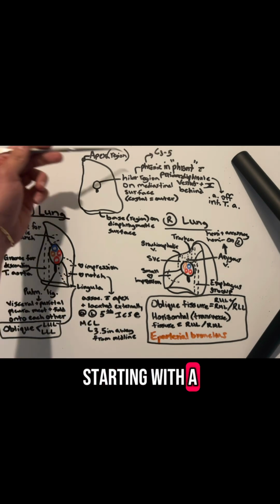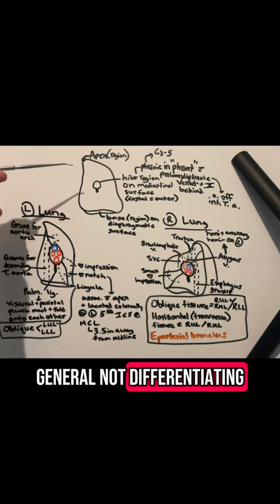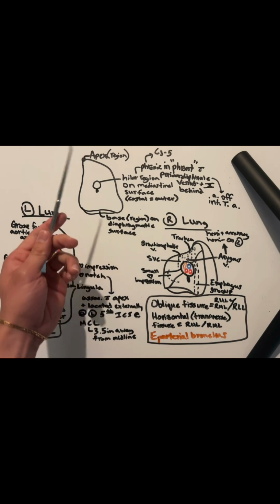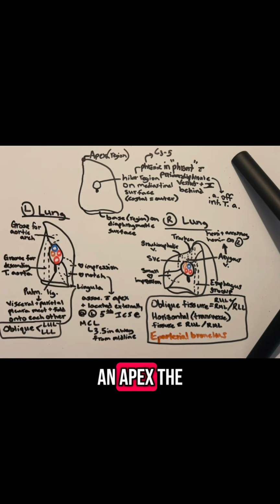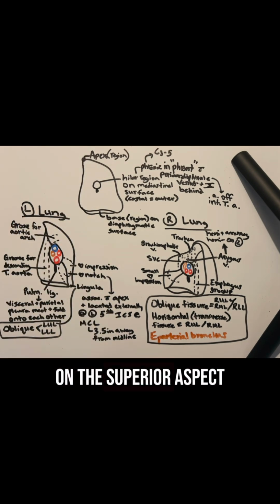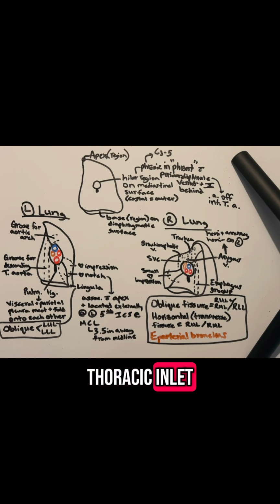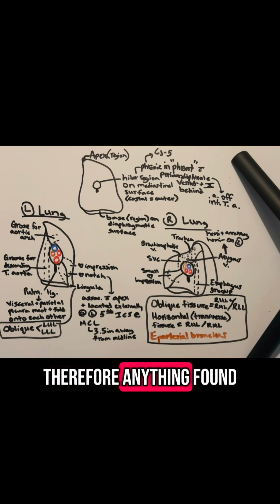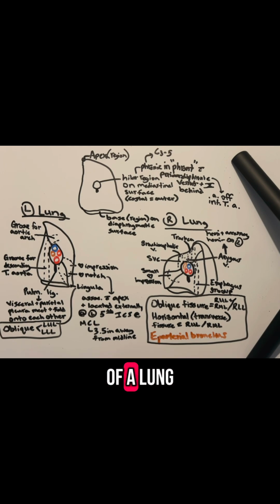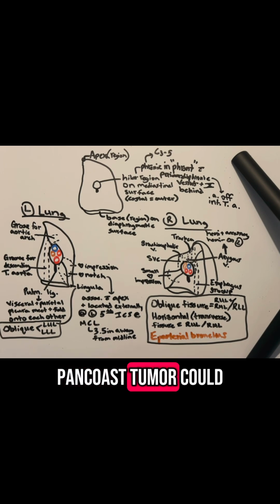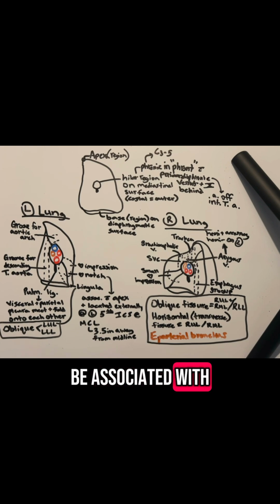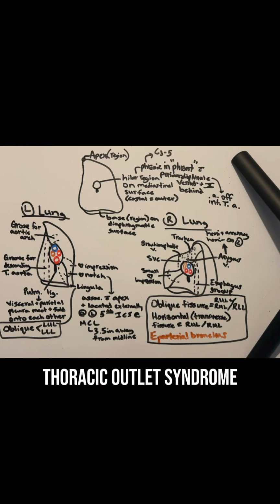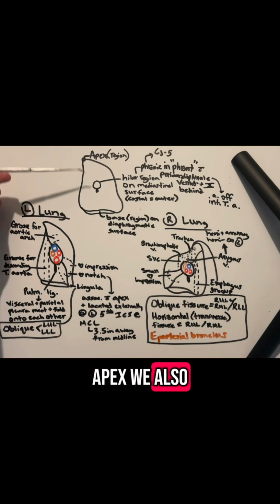Starting with a lung just in general, not differentiating between left or right, each lung has an apex. The apex of the lung is located on the superior aspect, and they are close to the thoracic inlet. Therefore, anything found on the apex of a lung, such as a Pancoast tumor, could be associated with thoracic outlet syndrome. Aside from the apex, we also have a base.